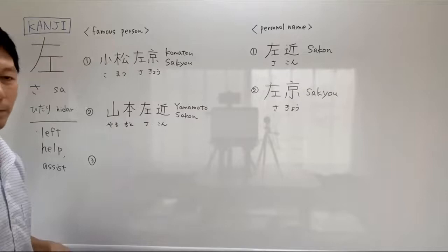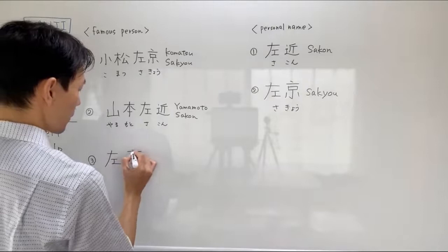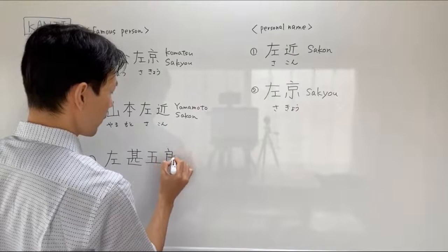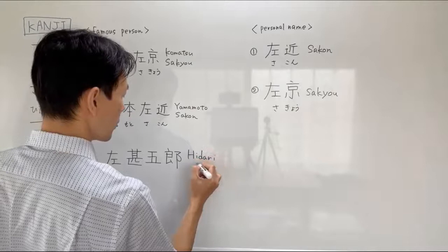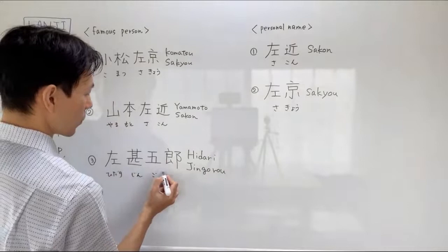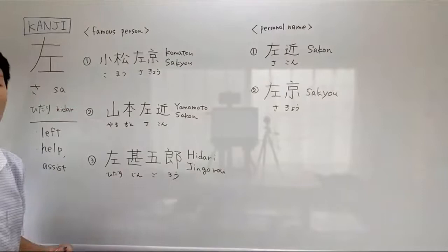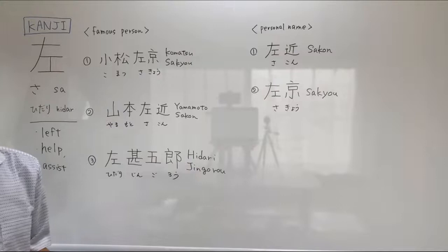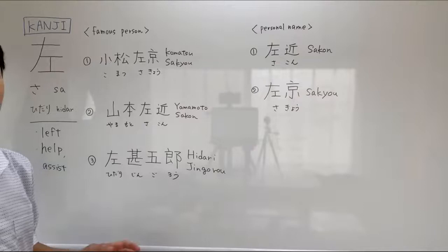And number three, Hidari Jingoro. He was an artist. He created the decoration on the Nikko Toshogu Shrine. This attraction, Nikko Toshogu Shrine, is a World Heritage Site.